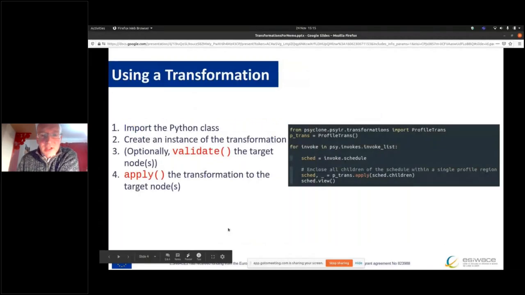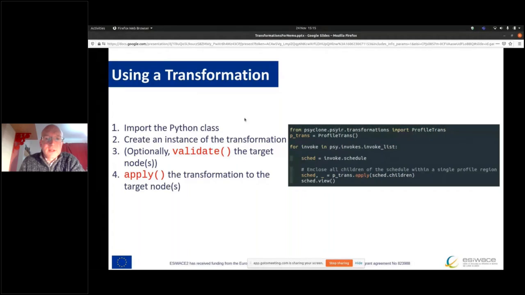Using a transformation, Jörg covered this quite well this morning, but in case you missed it, and to remind you, the most straightforward and reliable way of doing it at the moment is to import the Python class directly. Many of them are under transformations under the SciIR, and you can import them when you want. And then you need to create an instance of it, and then you apply it. That is the main thing you need to remember.